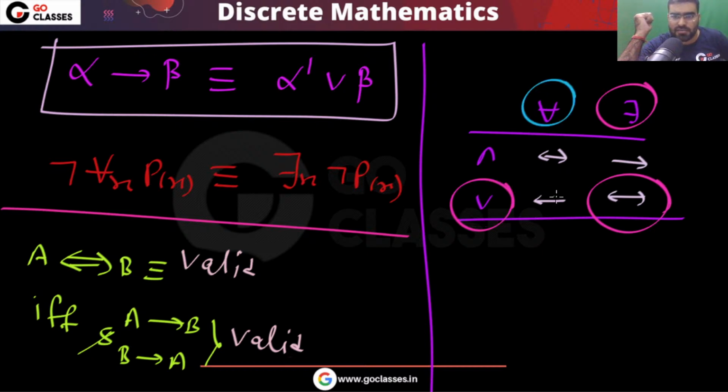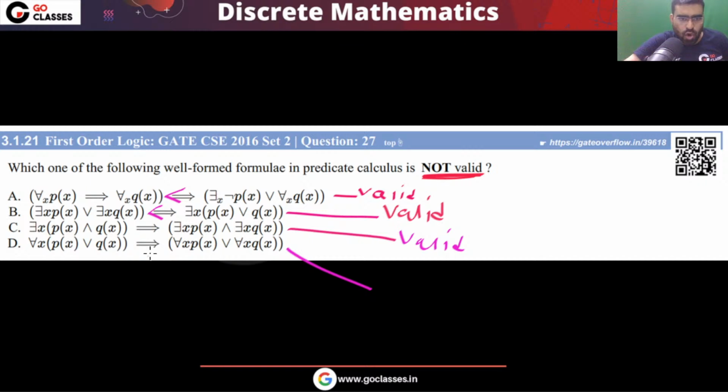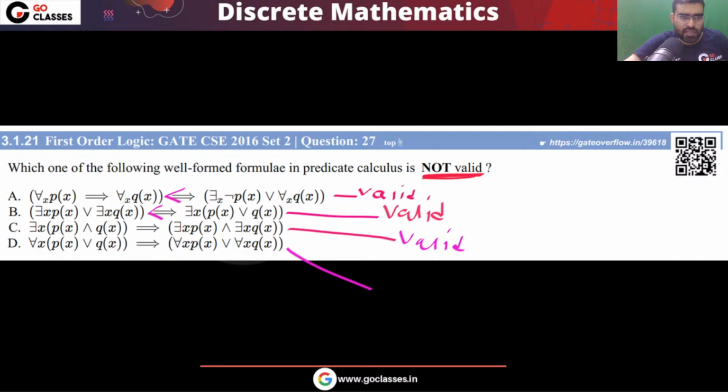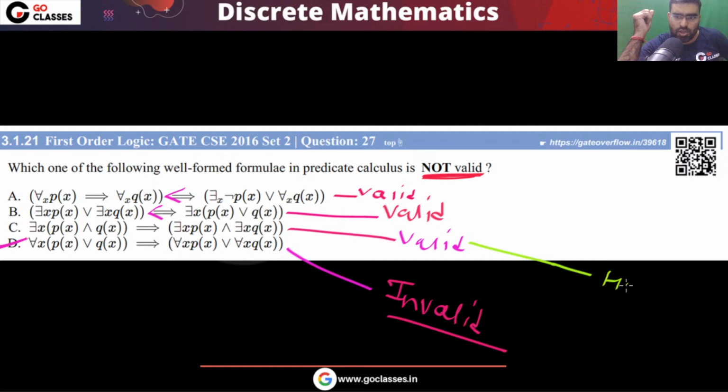Okay, in this case, you can notice universal quantifier, in the case of OR operation, it will go from expanded to compact. So definitely this is invalid. This statement is invalid, so the answer will be option D. But let me prove option D. First of all, this valid one I can give you as a homework. But this option D I can take.